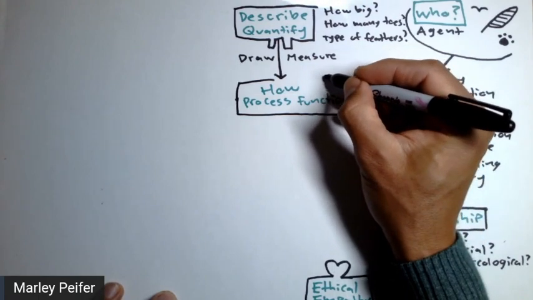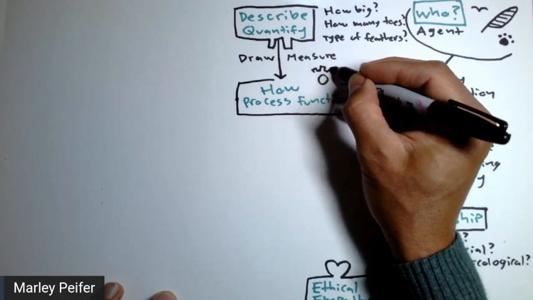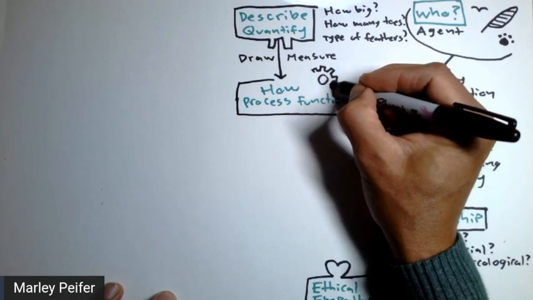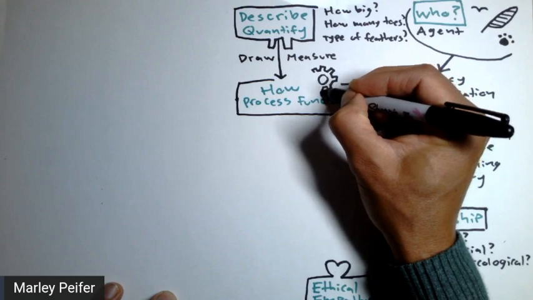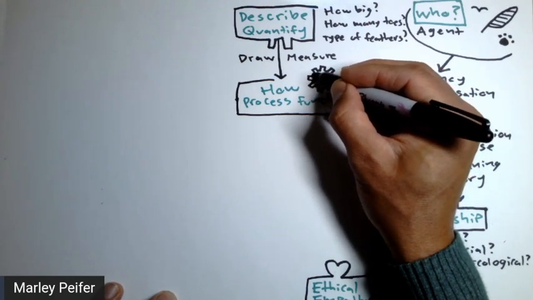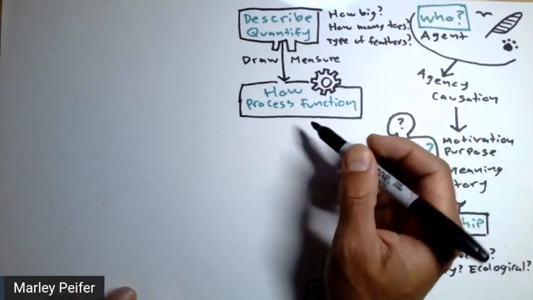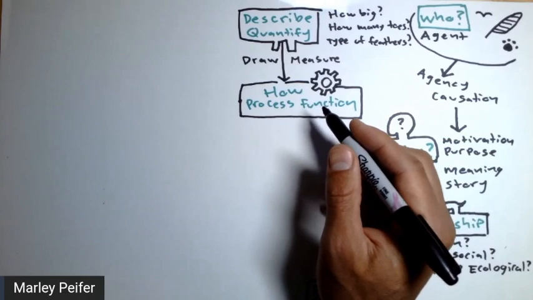I should put like a gear, something that looks like a gear. Even though we're talking about things in nature, gear, I think, is a good symbol for function. So how does it work?